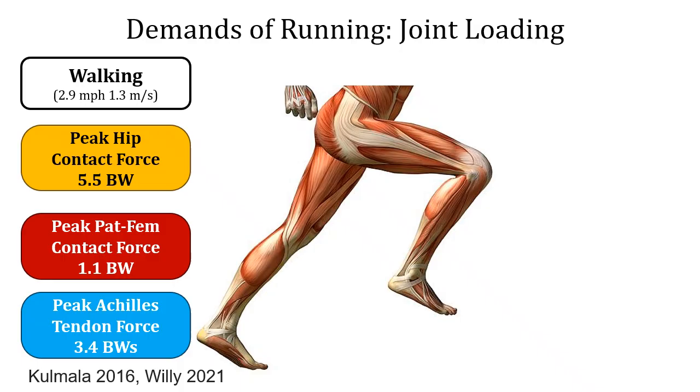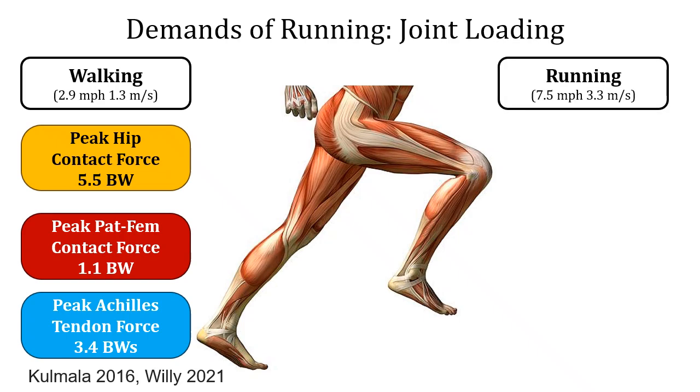So when we are walking, we need 5.5 body weights with every step at our hip. For our patellofemoral contact forces, it's like 1.1, and then our Achilles tendon forces are like 3.4 times body weight.